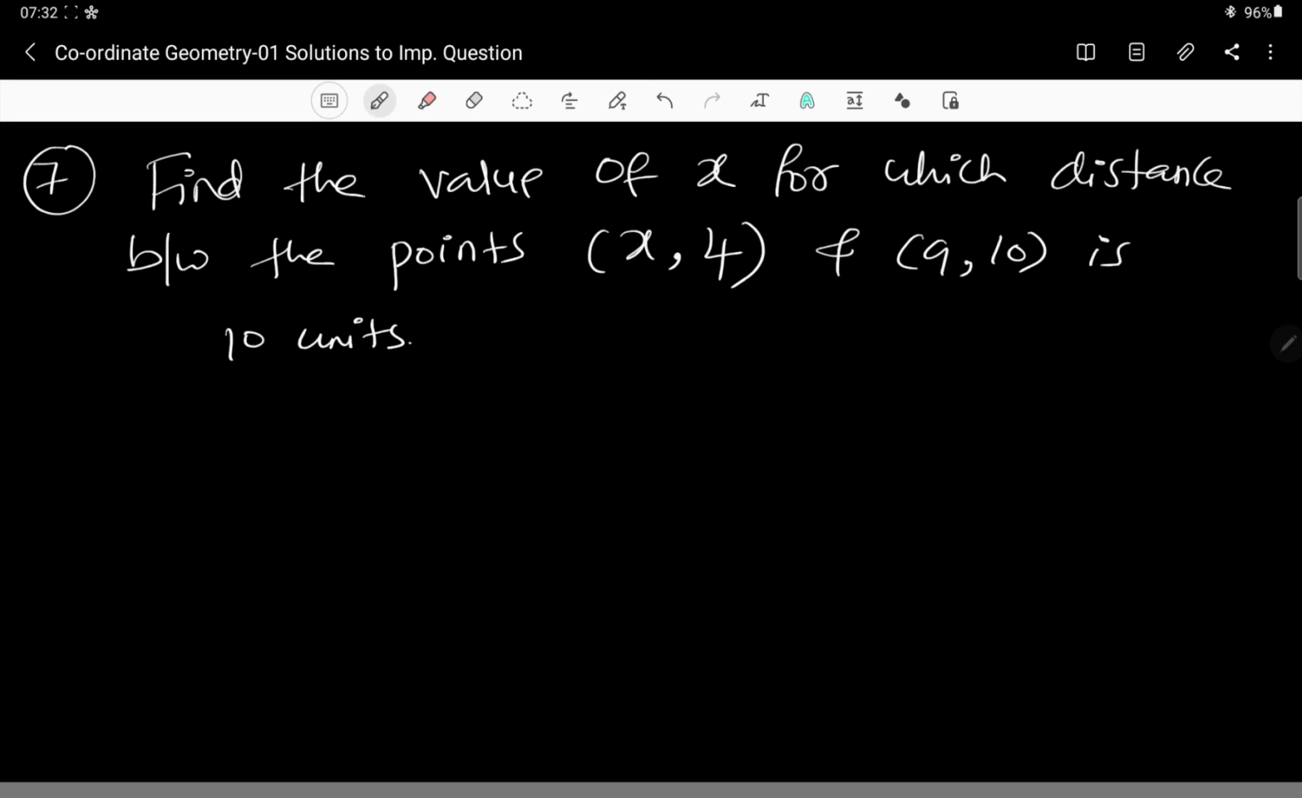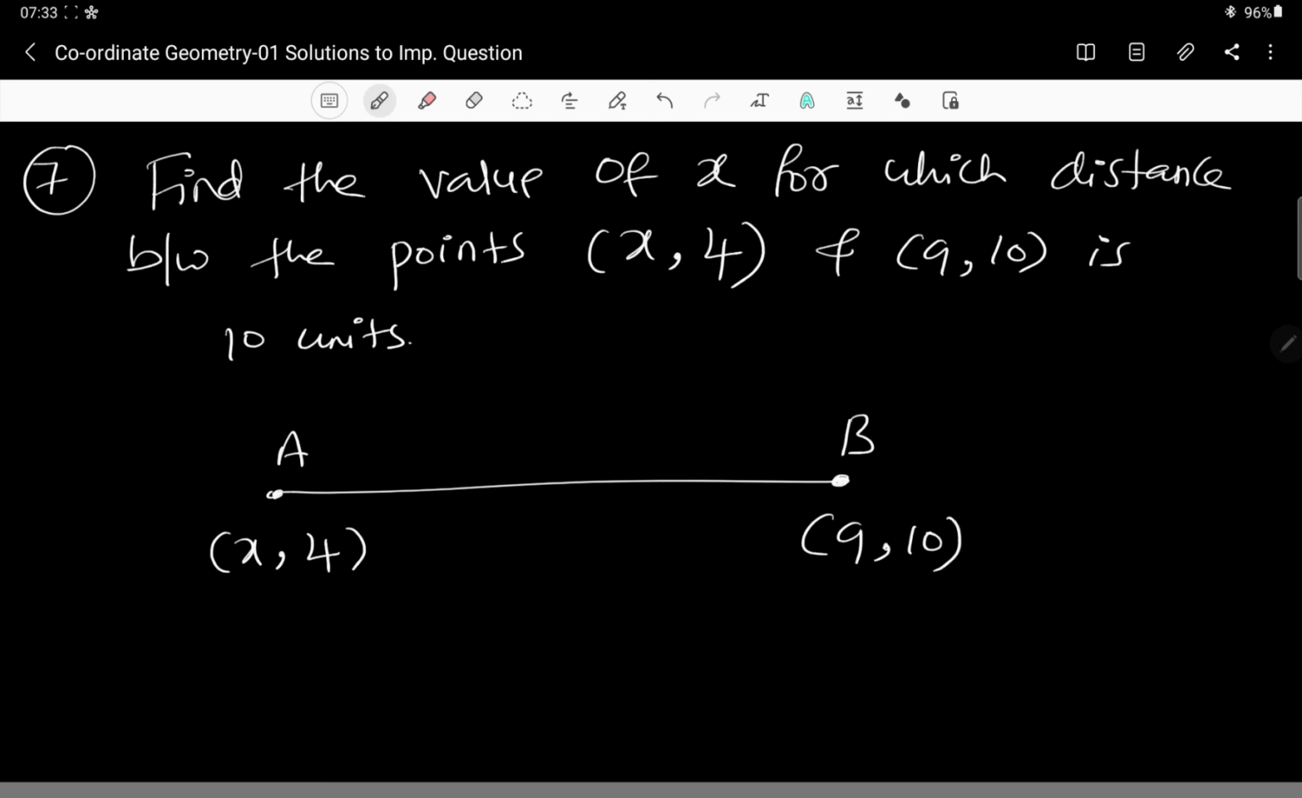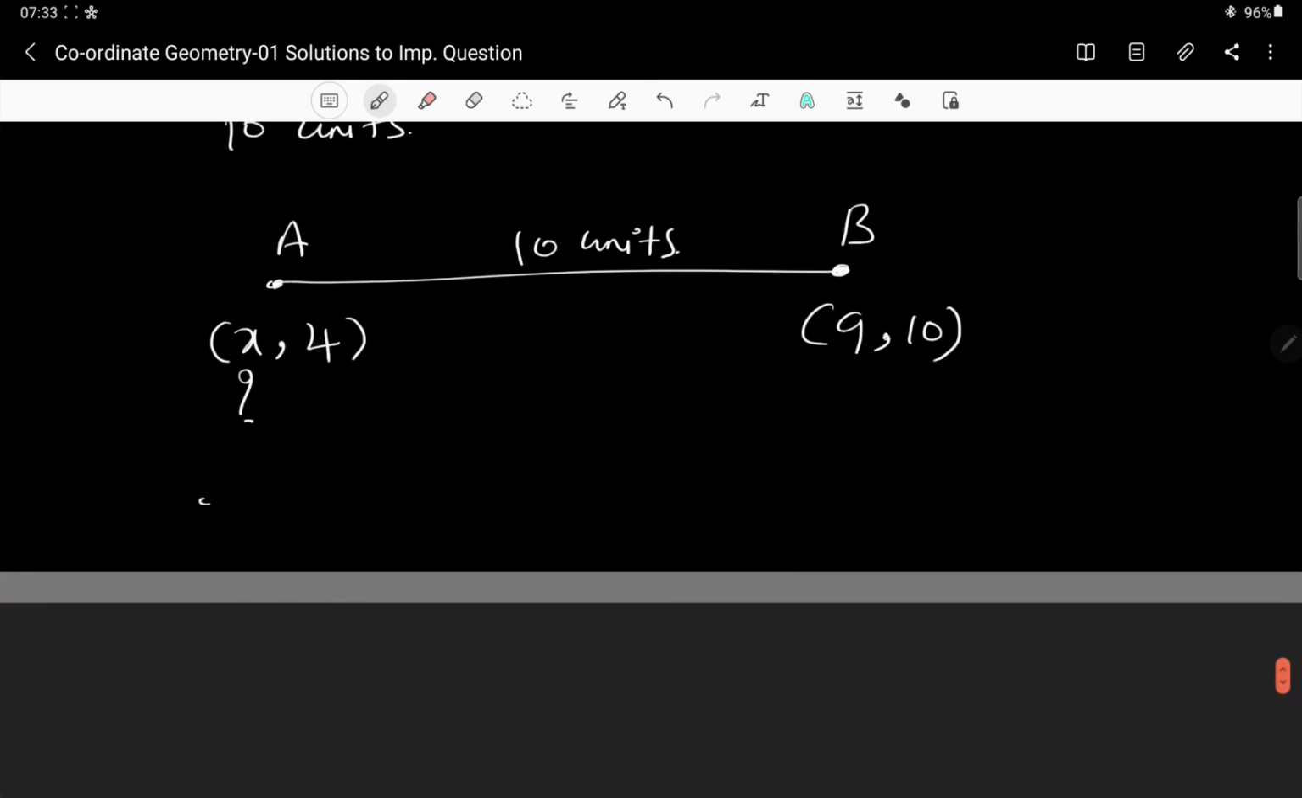All right, so let me take this point A here. So this is (x, 4), and here is the point B, which is (9, 10). Now this distance AB is 10 units. Now they are asking for the value of x. Now you know this formula, no?